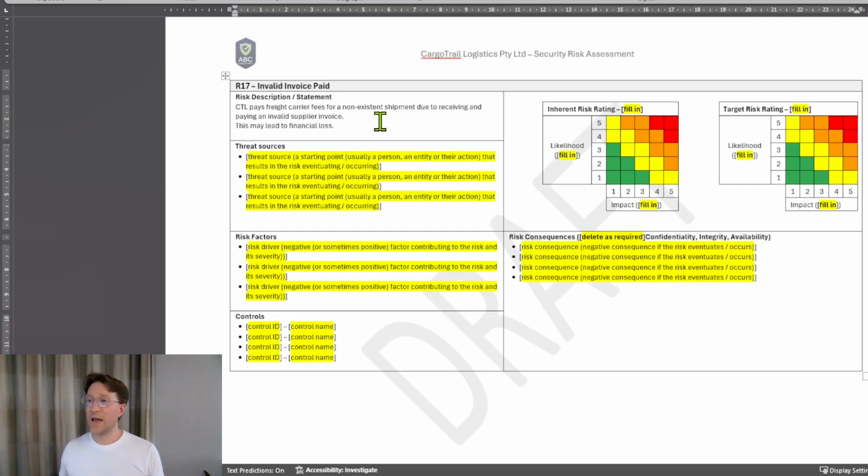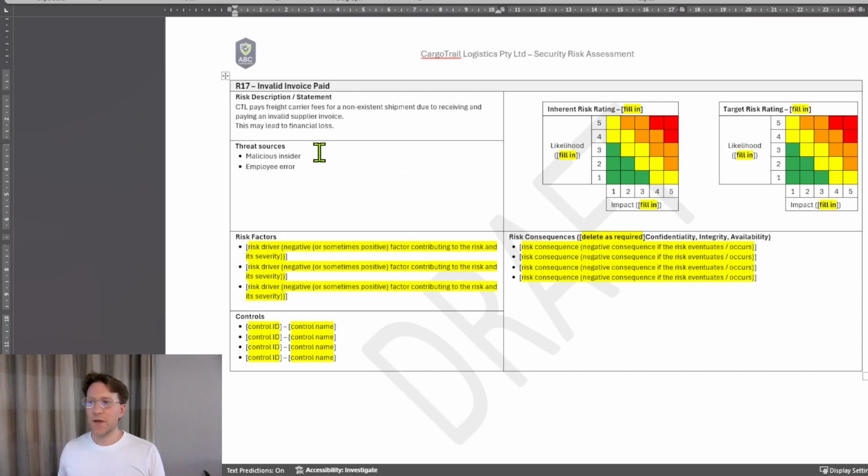Risk 17: we have an invalid invoice being paid. This quite simply leads to financial loss because we are paying money for what we think is a real invoice, but it's really not. It's a false invoice, and the money's gone then. We would then potentially have the real invoice come in, and then we realize there's a problem because we believe we've already paid the supplier for this shipment, but that was not the case. And it's possible that that money cannot be reclaimed.